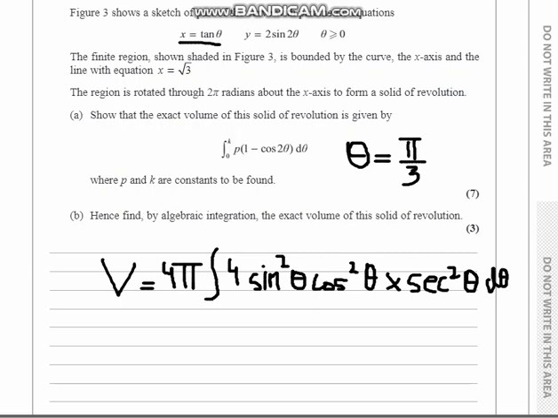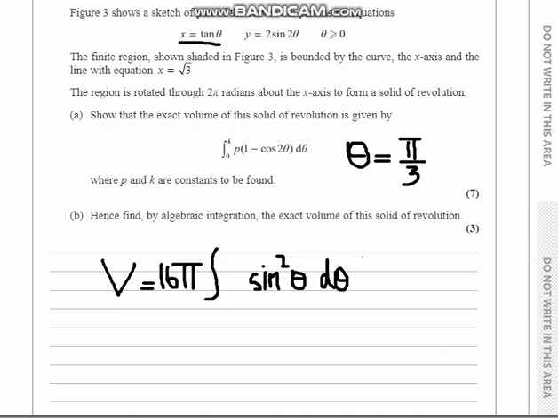Now I'll take this 4 again outside the integral, and that will become 16 pi. Now I can see that I have sine square theta, cos square theta and sec square theta. We also know that sec square theta is written as 1 upon cos square theta, and I have cos square theta on the opposite side. So I'll multiply them, and we will be left with sine square theta. There you go, V equal to 16 pi integral of sine square theta d theta.